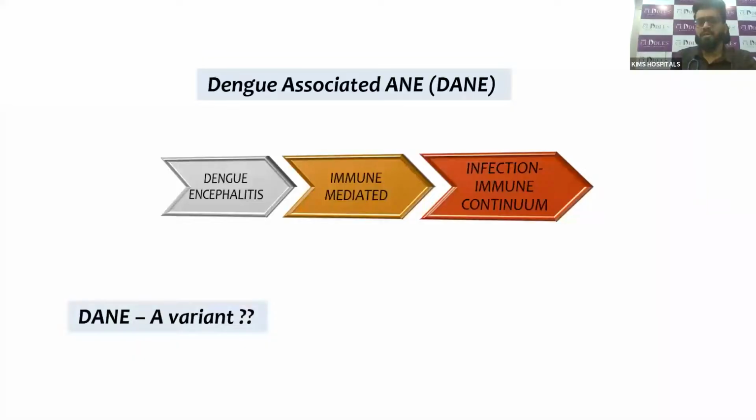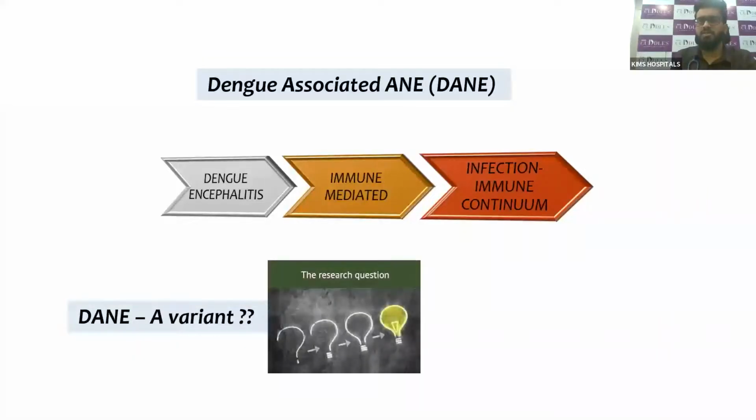So that was a research question, which was asked by this study done by Dr. Lokesh and other scientists. Here they had a question whether DANE is a variant or a mimic of ANE. Finally, after this study, they have come up with a hypothesis that it is actually not a mimic, because there are a lot of features which are very similar to the sporadic ANE with few exceptions. So it's actually a variant of ANE rather than a mimic of ANE.